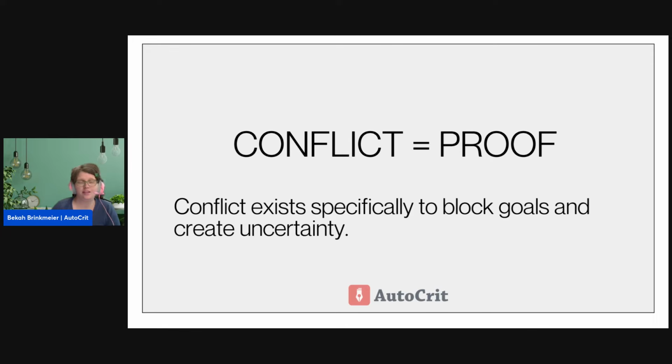Next, we have the way this relates to conflict. So, a goal without opposition is just a summary, it is not a scene. Conflict exists specifically to block goals and to create uncertainty. If there is zero resistance, if there is no scene there, you need to ask yourself who or what is pushing back. Why can't this be easy? The difficulty of the goal is what reveals the character's true strength.